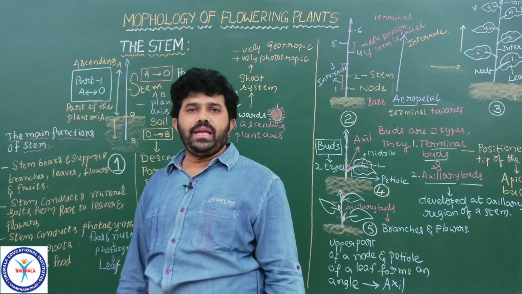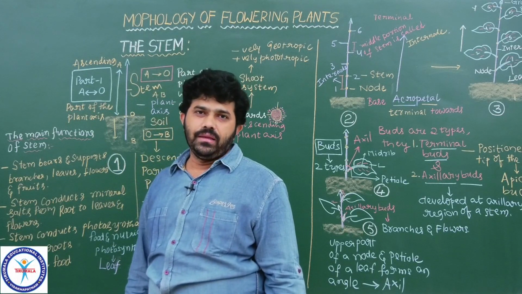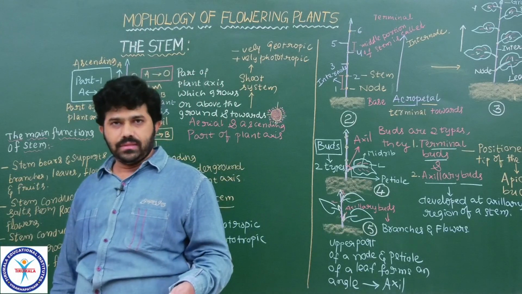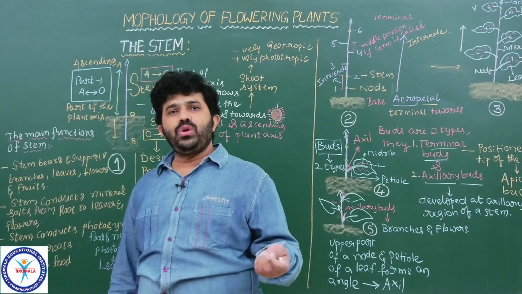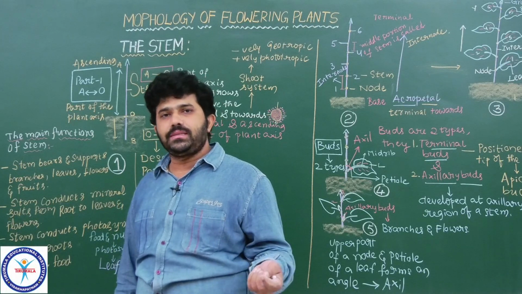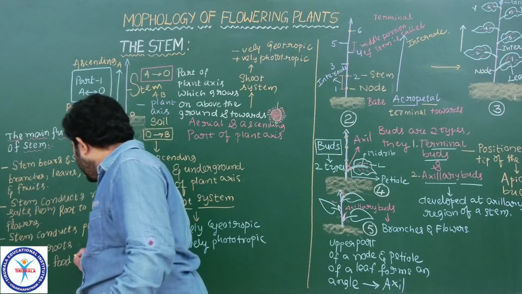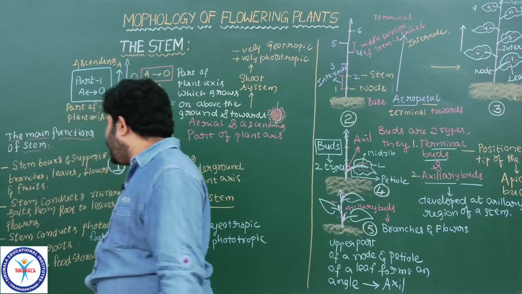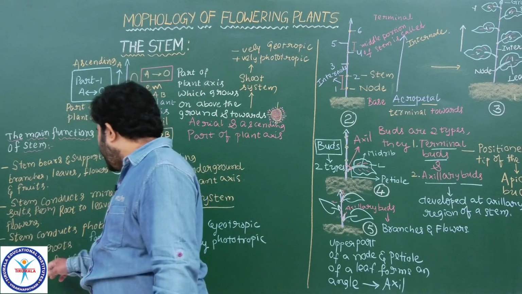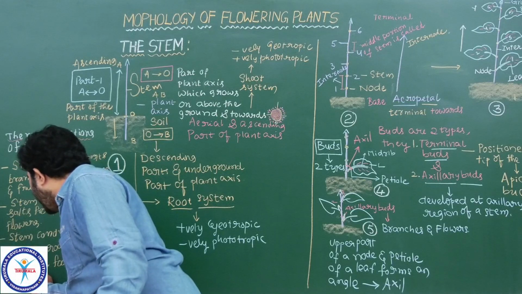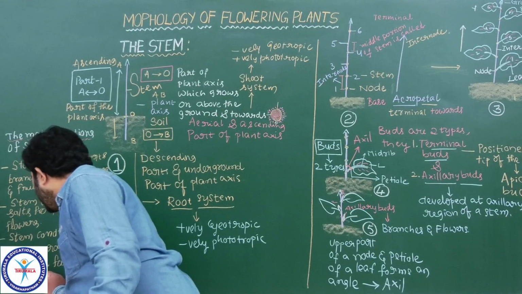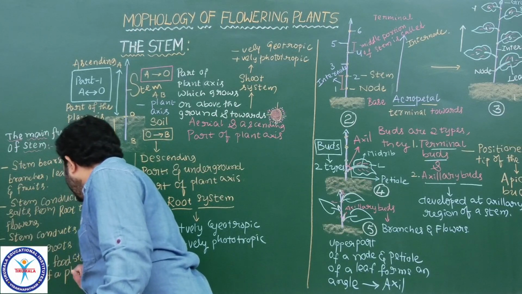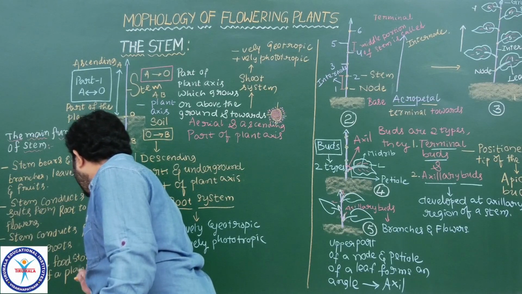Whatever food is prepared in one day is not completely consumed within a day. A little amount of food is consumed, and the remaining food is stored in various parts. Those are called food storage centers or food storage parts. To the food storage parts also, the stem translocates the food and nutrients. Understood? To the roots and other food storage parts of the plant. Now you got the point, students?